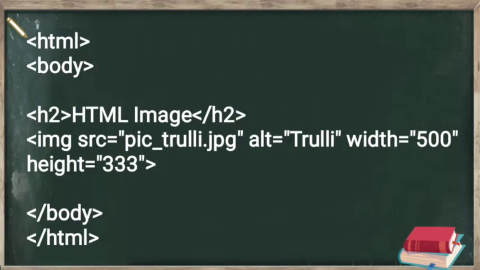This is one of the examples of the HTML image tag. Write the HTML tag, body tag and image tag. Inside the body write the image tag: img src is equal to the address of the image you want to display, and give the image extension, which is jpg. Suppose for any reason the image is not displayed, the alternate text is displayed, and width and height are given in pixels, and close the body tag and close the HTML tag.